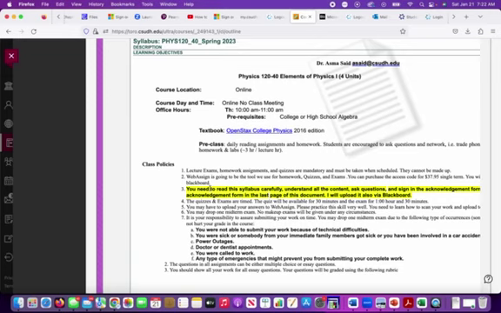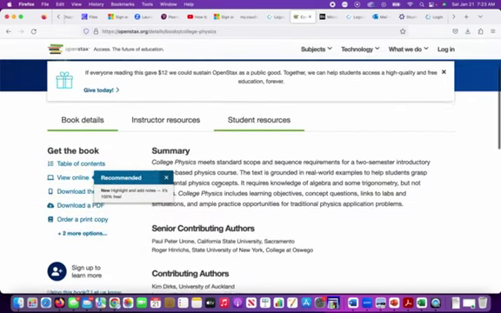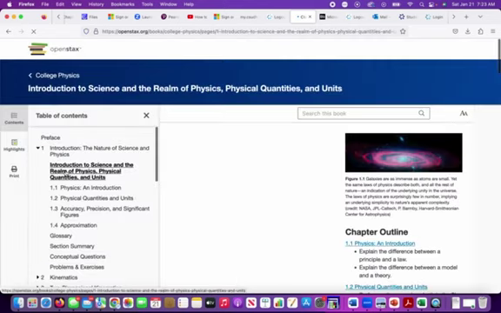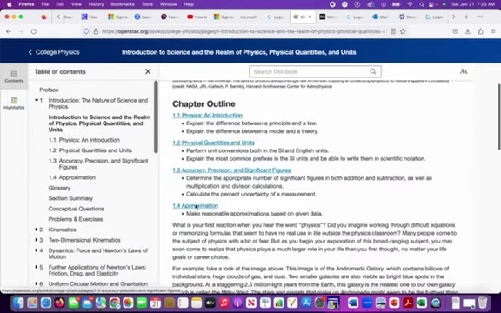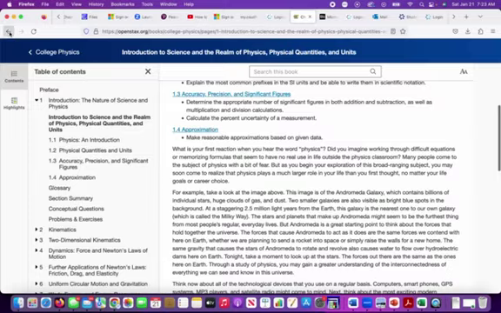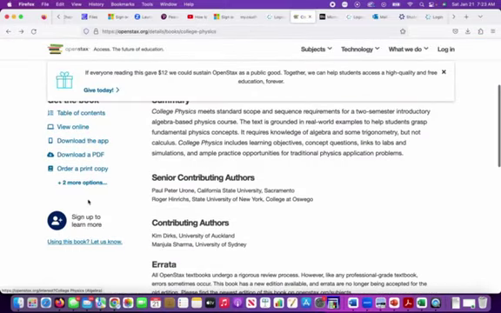The textbook, I'm going to use a free textbook, which is the OpenStax College Physics. This is going to take you there where you're going to be able to view it online. You might want to download it as a PDF. You might order a print copy. Okay, you have all these options for you.